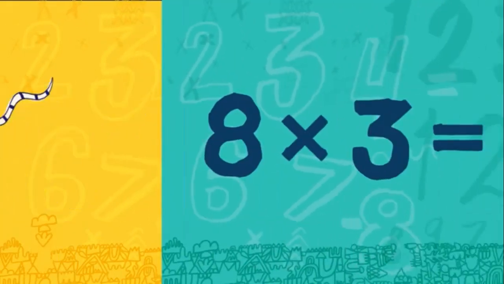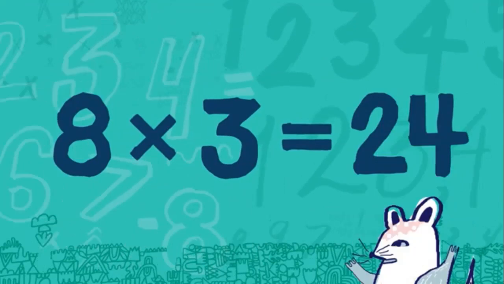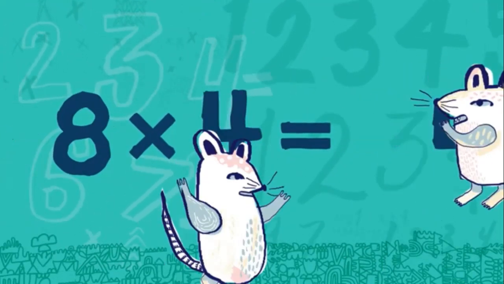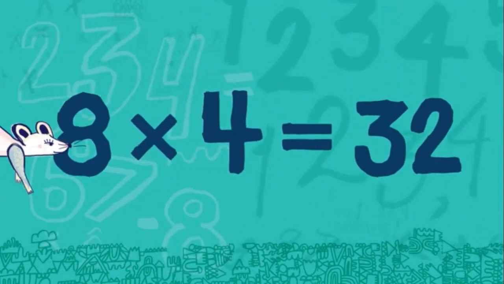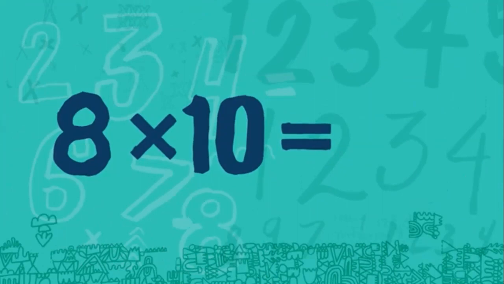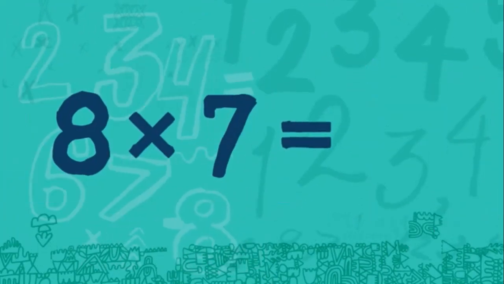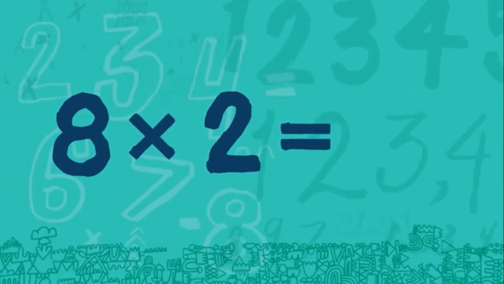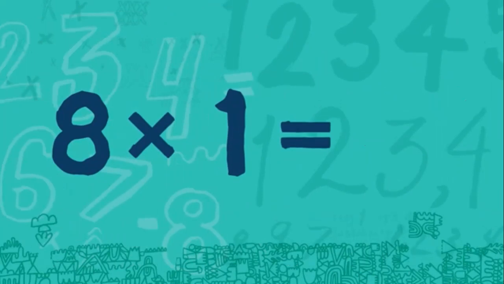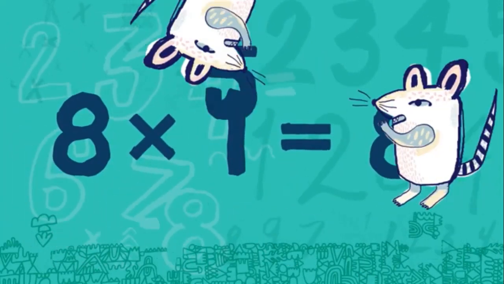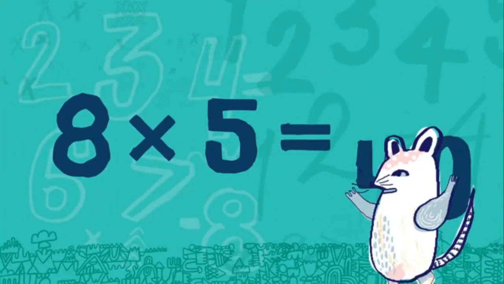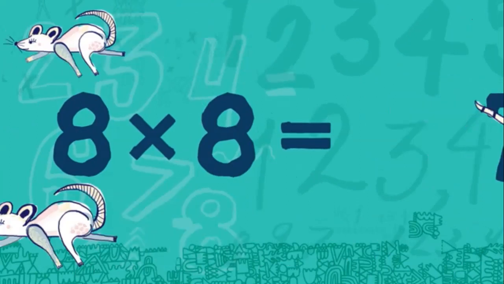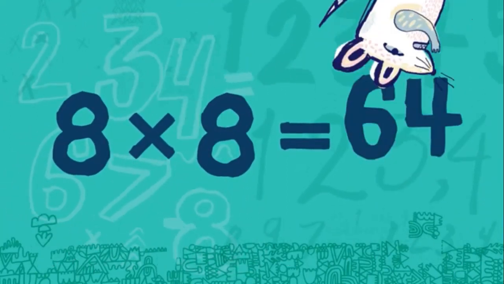8 times 3 is 24. 8 times 6 is 48. 8 times 4 is 32. 8 times 10 is 80. 8 times 7 is 56. 8 times 2 is 16. 8 times 1 is 8. 8 times 5 is 40. 8 times 9 is 72. 8 times 8 is 64.